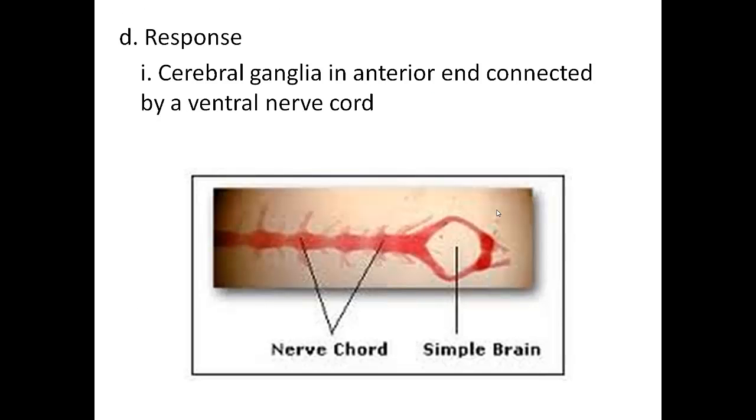Response. If you were to very carefully dissect an earthworm, you would be able to find that it has a nerve cord and a very simple brain. So we have cerebral ganglia in these worms. The nerves then branch off of the nerve cord. So this is kind of like our spinal cords. We have nerves that branch off of our spinal cord.